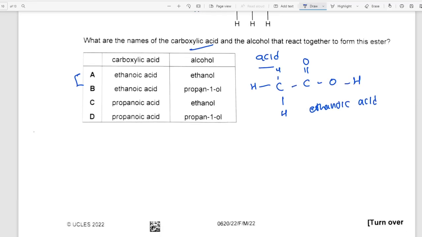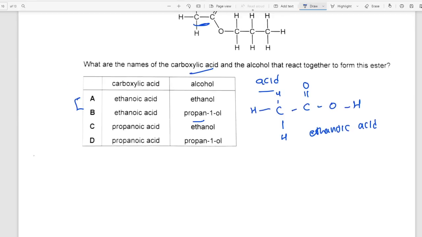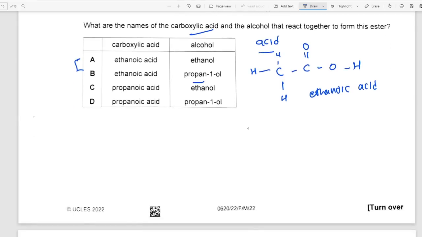This joins with propanol. It can't be ethanol because it has 3 carbons, so propanol. So how to draw this is just drawing propanol, quite simple.